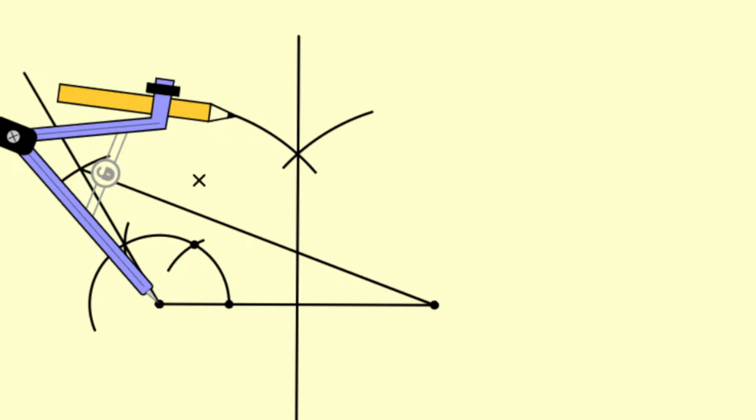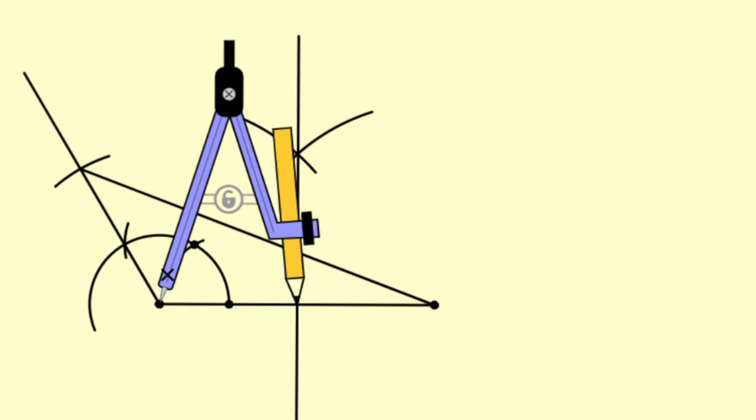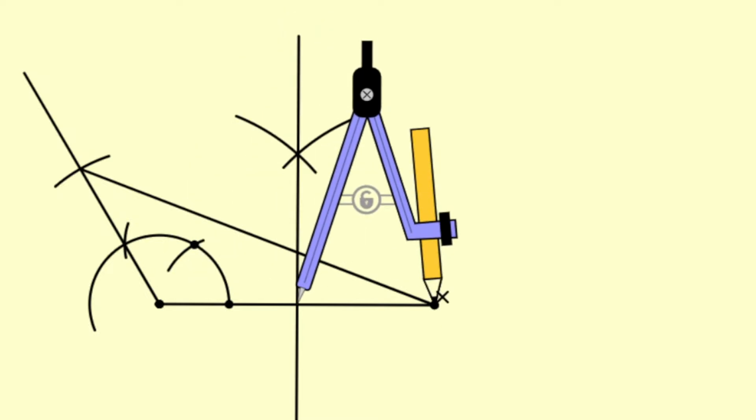So I've drawn the perpendicular bisector of BC. Now I can keep my compass at the perpendicular bisector. You can see I have placed it. Now this is the center of the circle. So one edge of the compass should lie at this point and the other one should lie either at B or C.